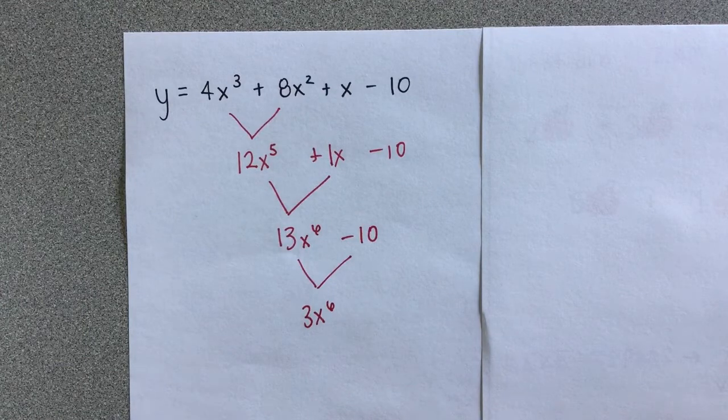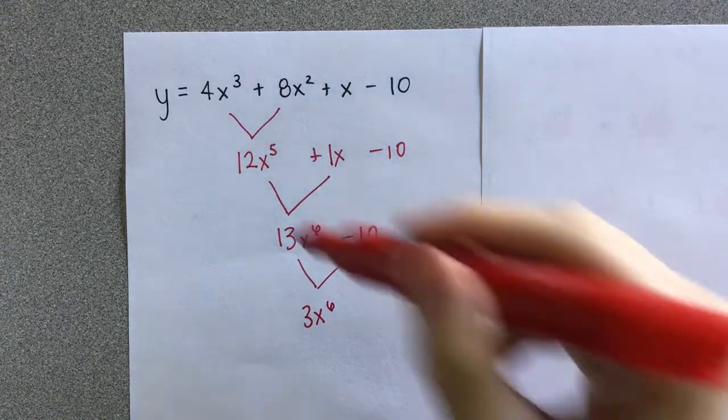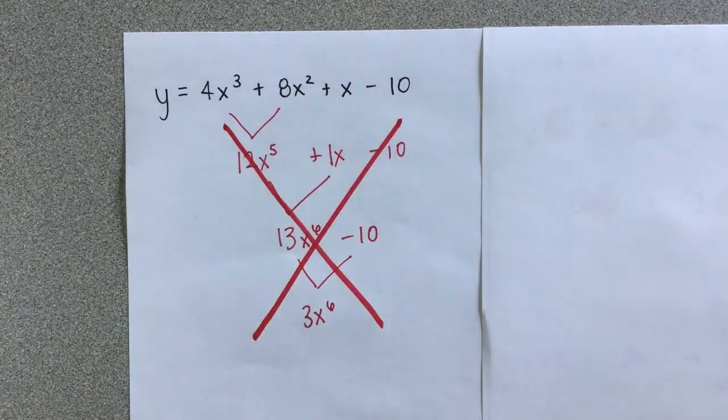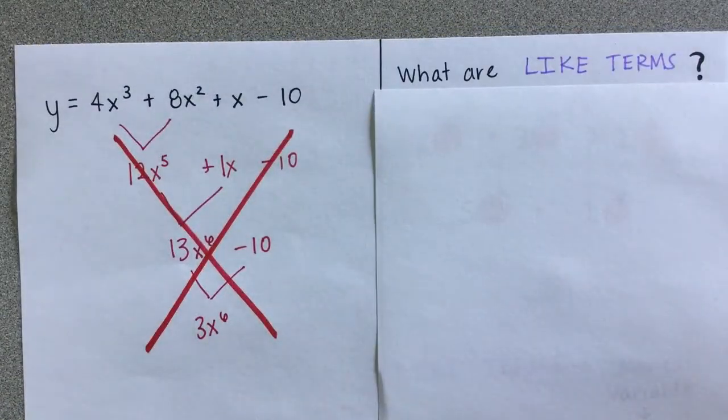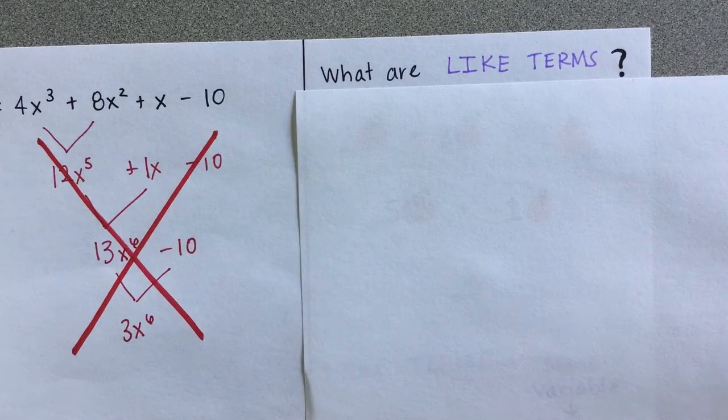So, the problem with this, though, is that this is wrong. So, let's talk about why. So this has to do with something that are called like terms, and you've probably heard this before in other math classes. So this video is meant to be a little refresher about what like terms are.